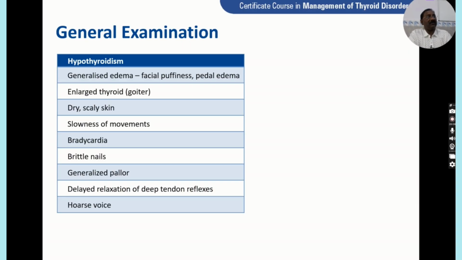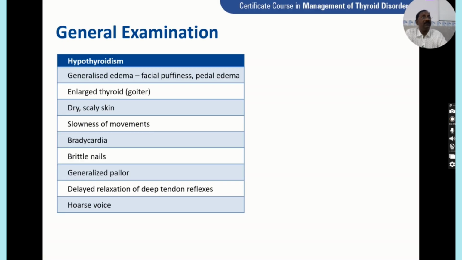Slowness of movements is very common in hypothyroidism, almost like Parkinson's disease. Spasticity. Bradycardia, so you have to record the pulse rate, heart rate. Here the bradycardia may be 40, 45, or 50. Brittle nails. Nails are very, very important for the physician, so you will see the nails.